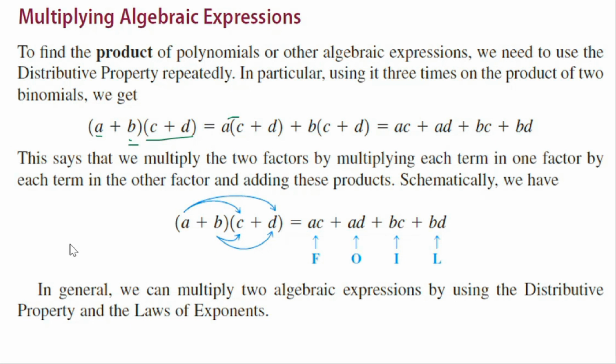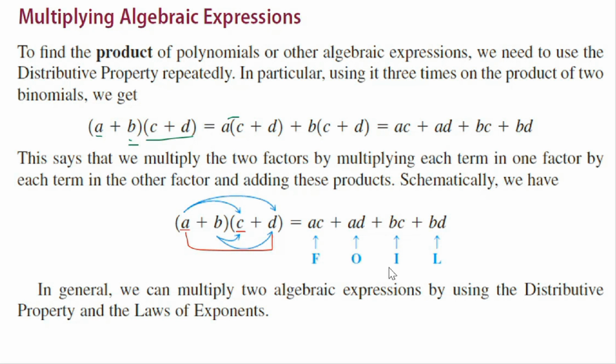Schematically, we have also another method for that. We use the FOIL method. FOIL stands for: F means first terms of each binomial. So I will say that A and C are the first terms of each binomial. So this one is the first binomial and C plus D is the other binomial. So those are the first terms. Next is outer terms. A and D are the outer terms. As you can see, they are the extremes or the outer terms.